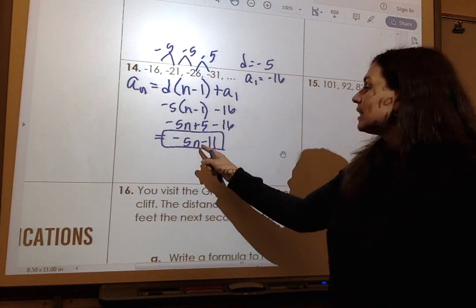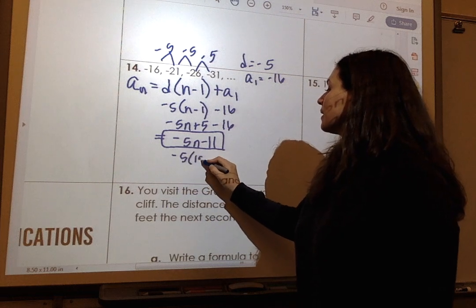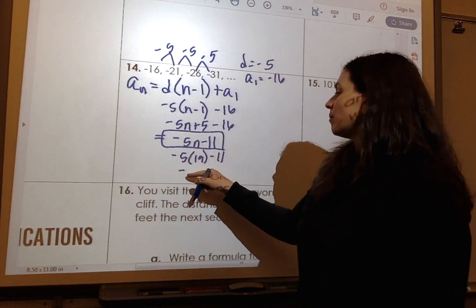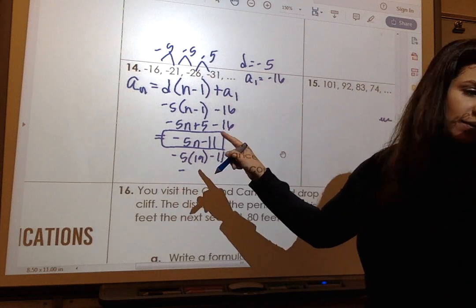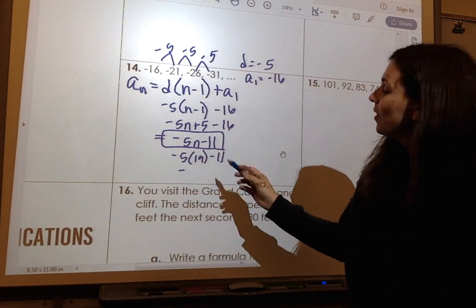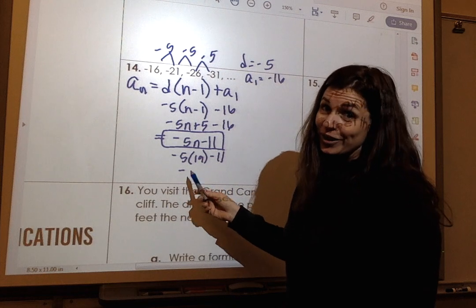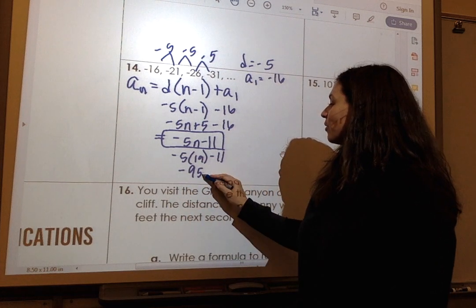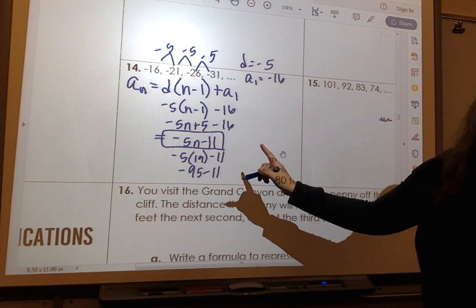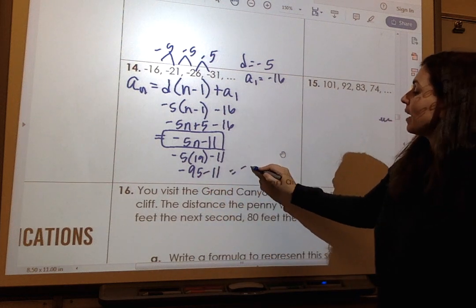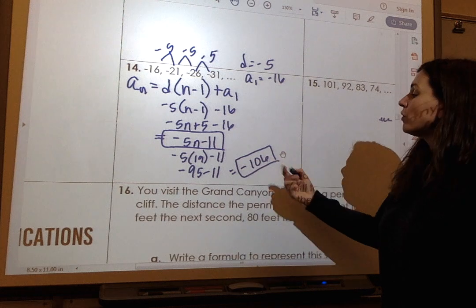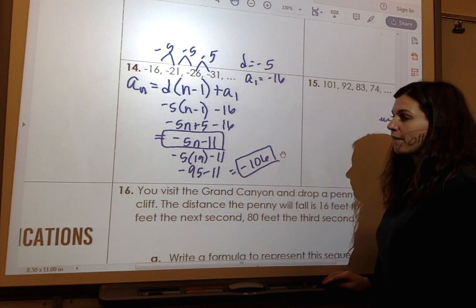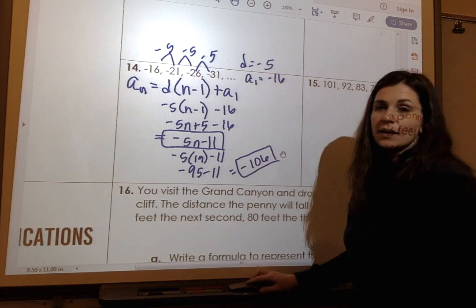So to find the 19th term, I plug in 19, and then I get negative 5 times 20 is 100. 100 minus 5 is 95. Golly, that took me forever. Negative 95 minus 11, and that is going to give me negative 106. So negative 106 would be the 19th term, and then my rule is negative 5n minus 11.